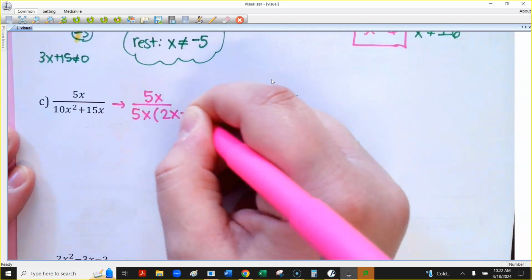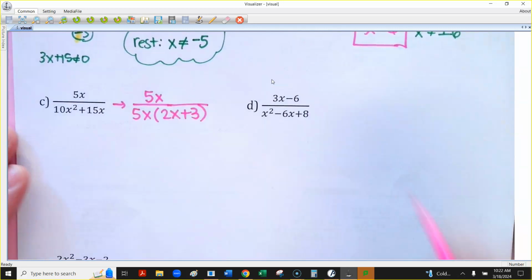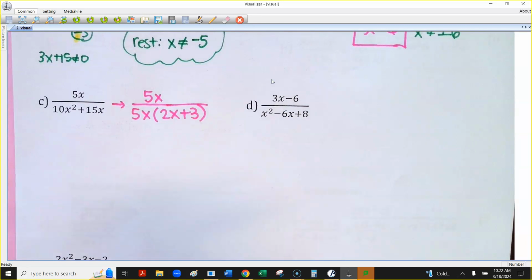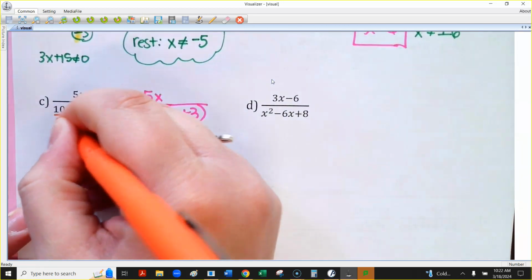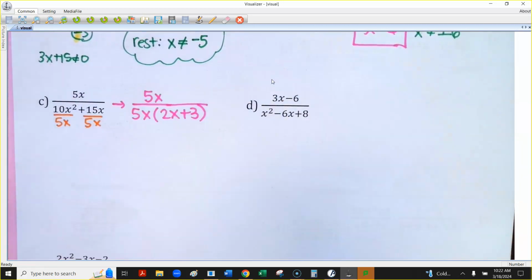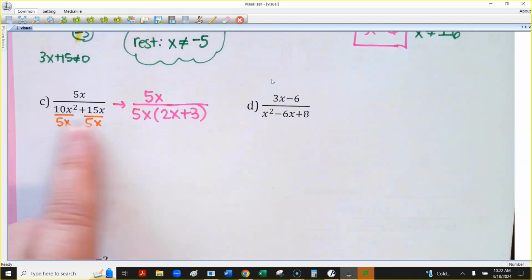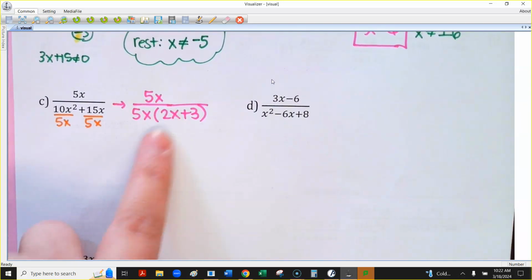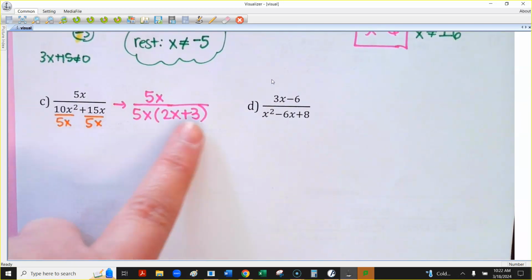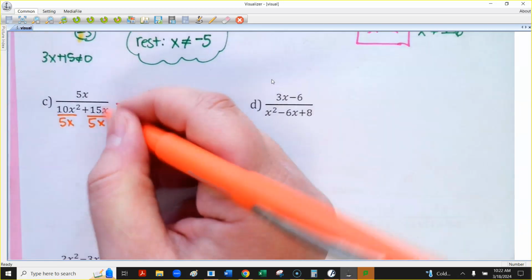Perfect, 2x plus 3. So all I'm doing, if you're wondering where we're coming up with this, I'm taking both of these terms and dividing them by 5x. It's like undoing a distributive property, pulling it out in front. 10 divided by 5 is where the 2 comes from. X squared, you're going to take an x out, so you have one x left. 15 divided by 5 is the 3, and then the x's here would just cancel, so it's just a 3.